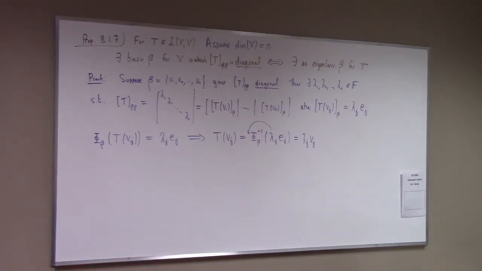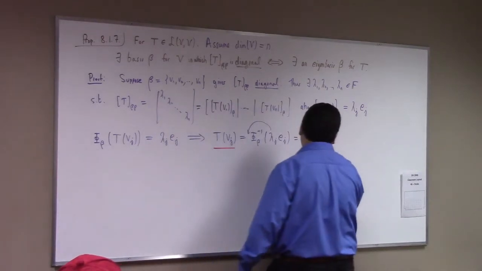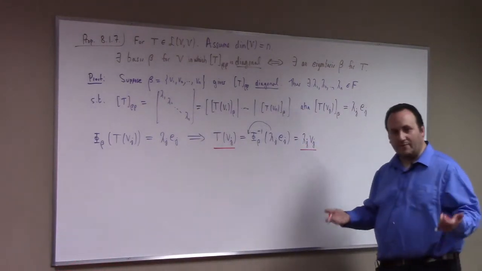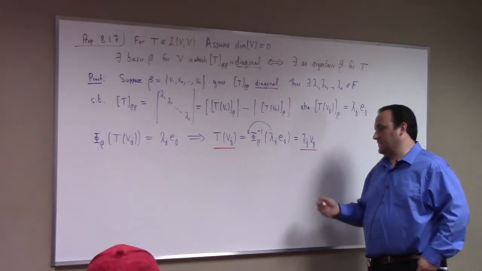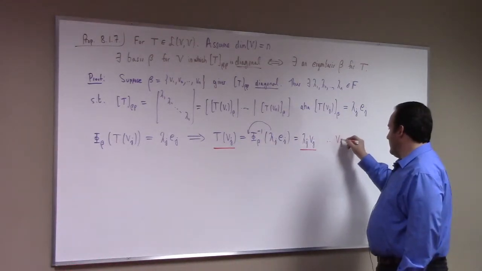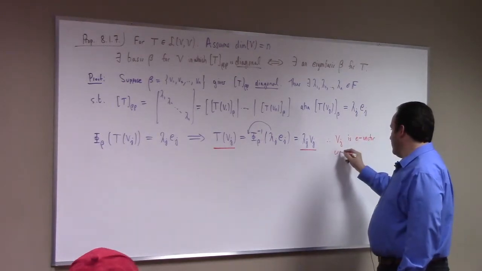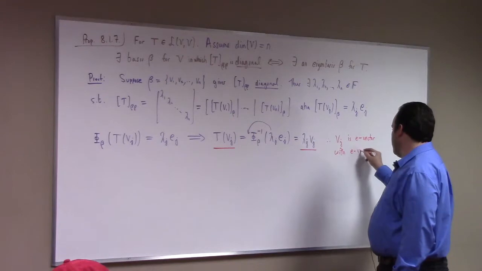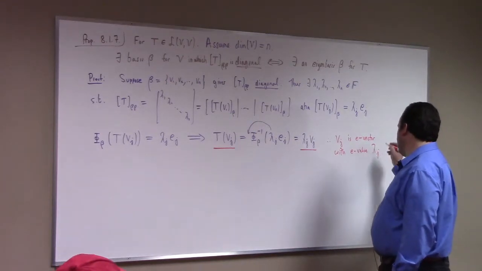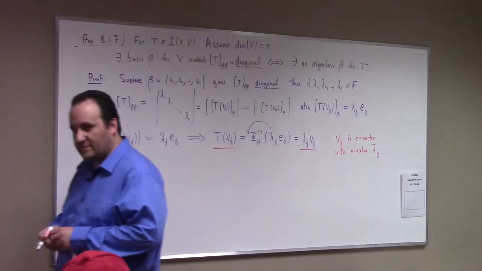By the way, is the vj non-zero? Can you have a basis that includes the zero vector? No, that would be linearly dependent, right? So what does this tell us? This says, therefore, vj is an eigenvector with eigenvalue lambda sub j. Consequently, beta is an eigenbasis, right?